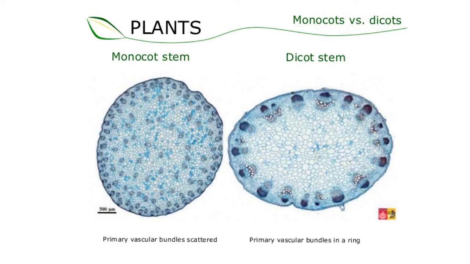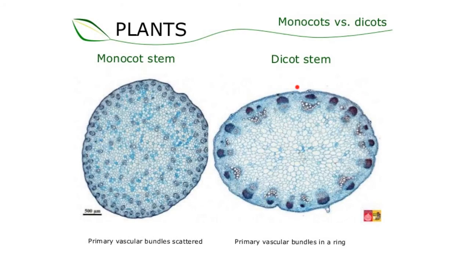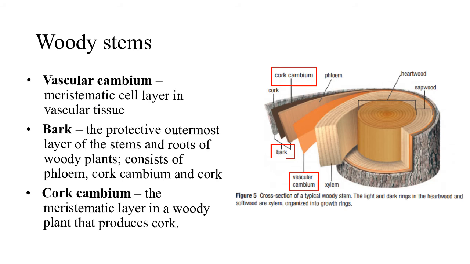This image is showing the same thing, but it looks a little bit different because it's a microscopic image as opposed to a cartoon. But regardless, in the dicots, we see our vascular bundles formed in this ring, and in our monocots, those bundles are scattered throughout the stem. Now, those were our herbaceous stems.